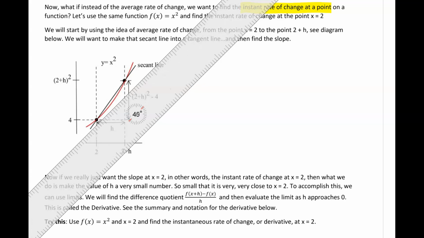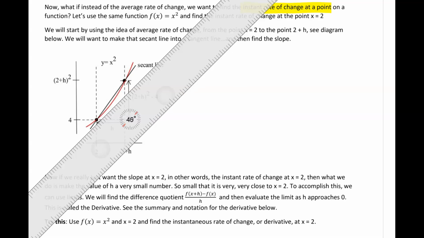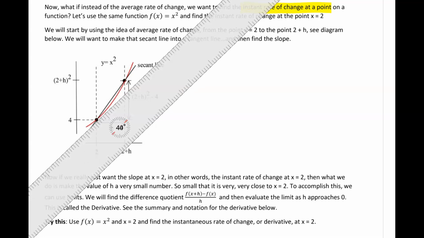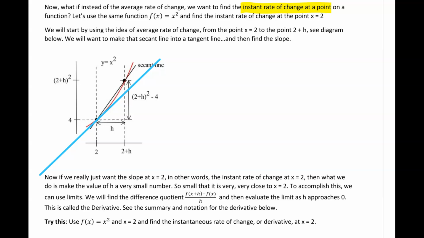So what that would be, instead of the secant line, the instant rate of change would be the tangent line. So I'm going to draw that here. So we would be looking for this blue line, which is a tangent line. So we would want to find the slope of this tangent line right at this point here, and that would be our instant rate of change. So the instant rate of change is the slope at 1 point, while average rate of change is the slope from 1 point to a second point.